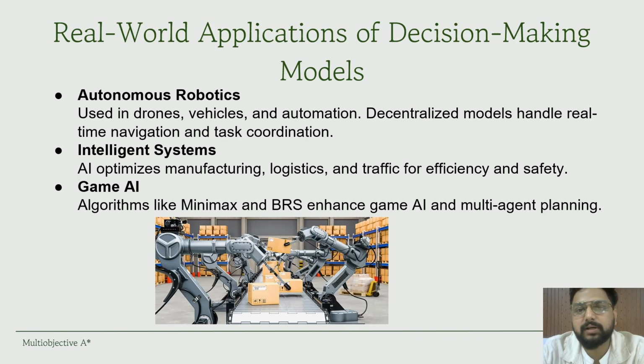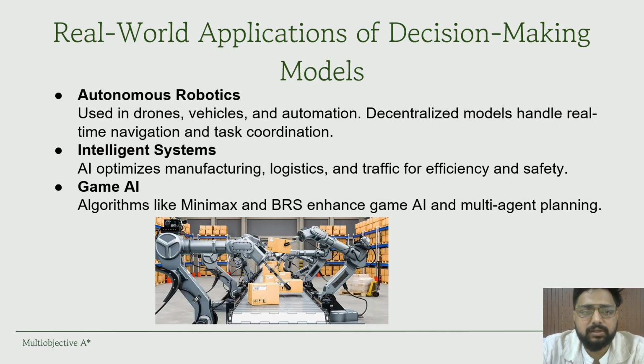In the real-world applications of decision making models, we usually use three kinds of robotics systems. The first one is autonomous robotics, the second is intelligent systems, and the third one is gaming AI. Autonomous robotics is mainly used for drones, vehicles and autonomous things, which use the decentralized kind of model to handle real-time navigation and task coordination.